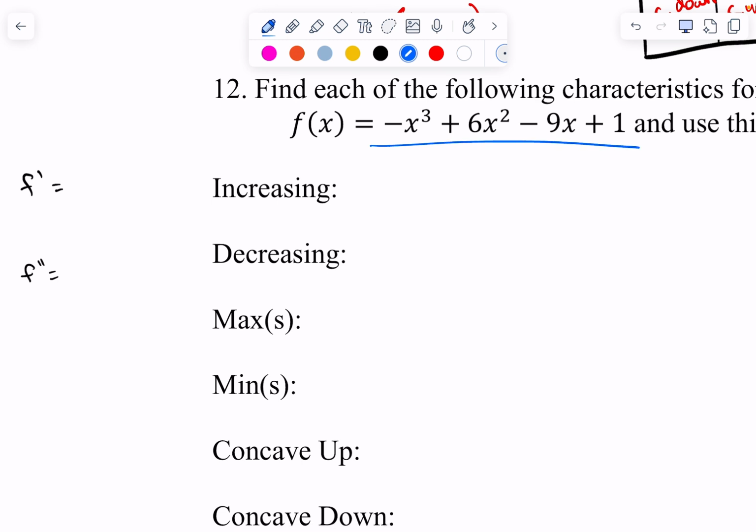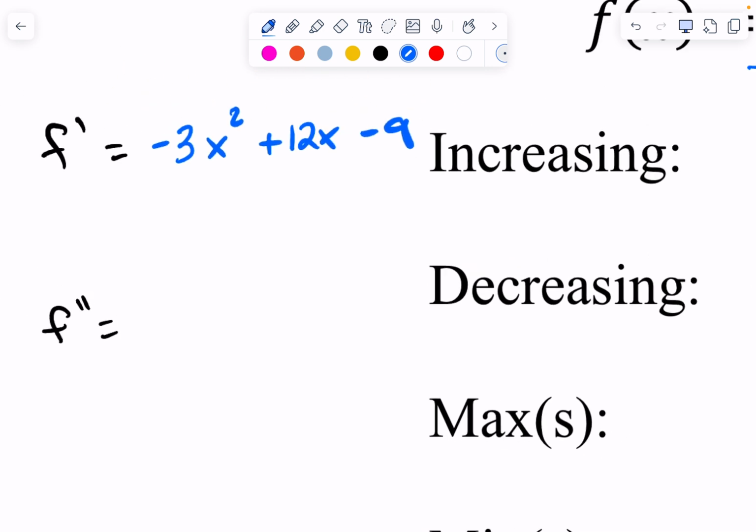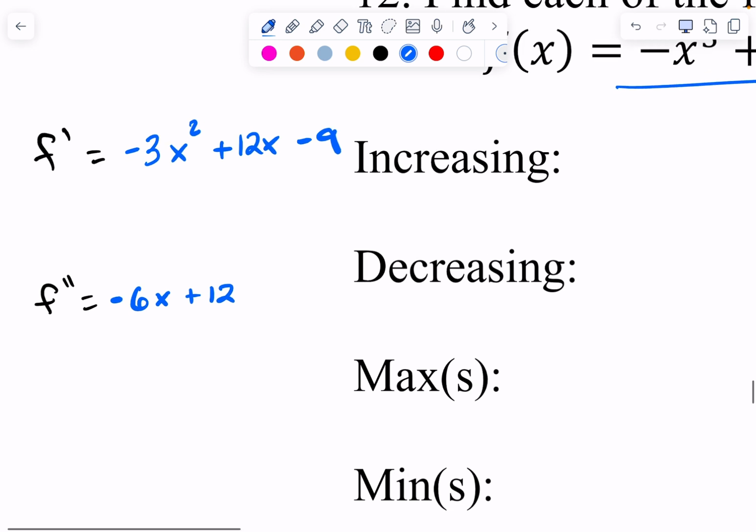What's the first derivative? Negative 3x squared plus 12x minus 9. Awesome. Okay, double prime. Negative 6x. Nice. All right, we got to set this guy equal to 0 up top here.